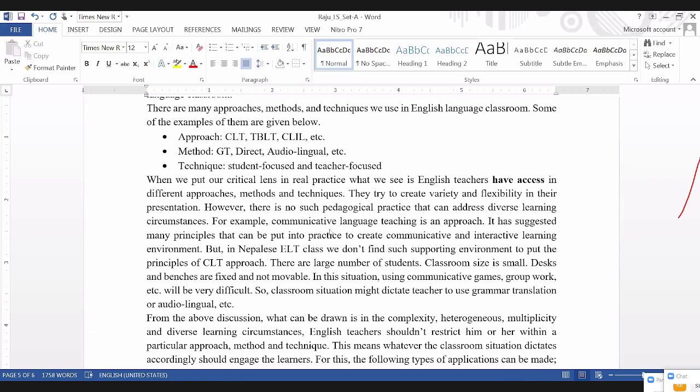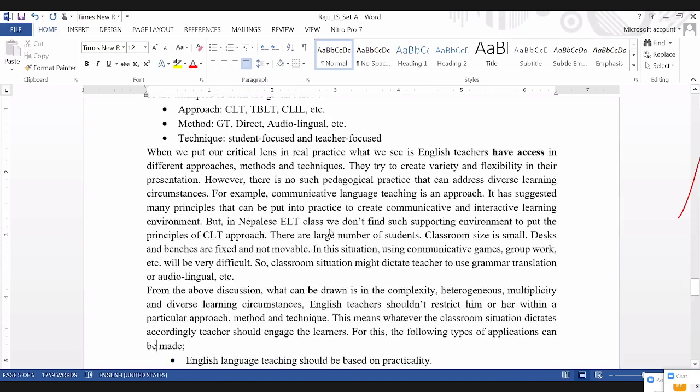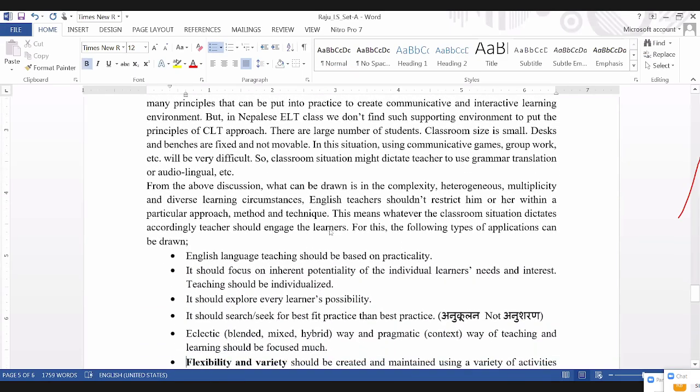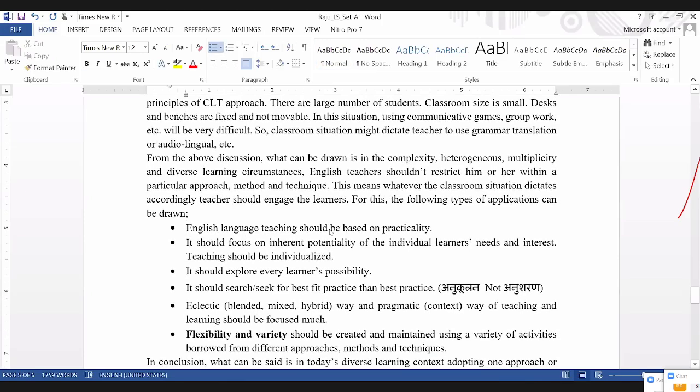This means whatever the classroom situation dictates, accordingly, the teacher should engage the learners. For this, the following types of applications can be drawn. Here are a few points I have mentioned. English language teaching should be based on practicality. It should focus on inherent potentiality.